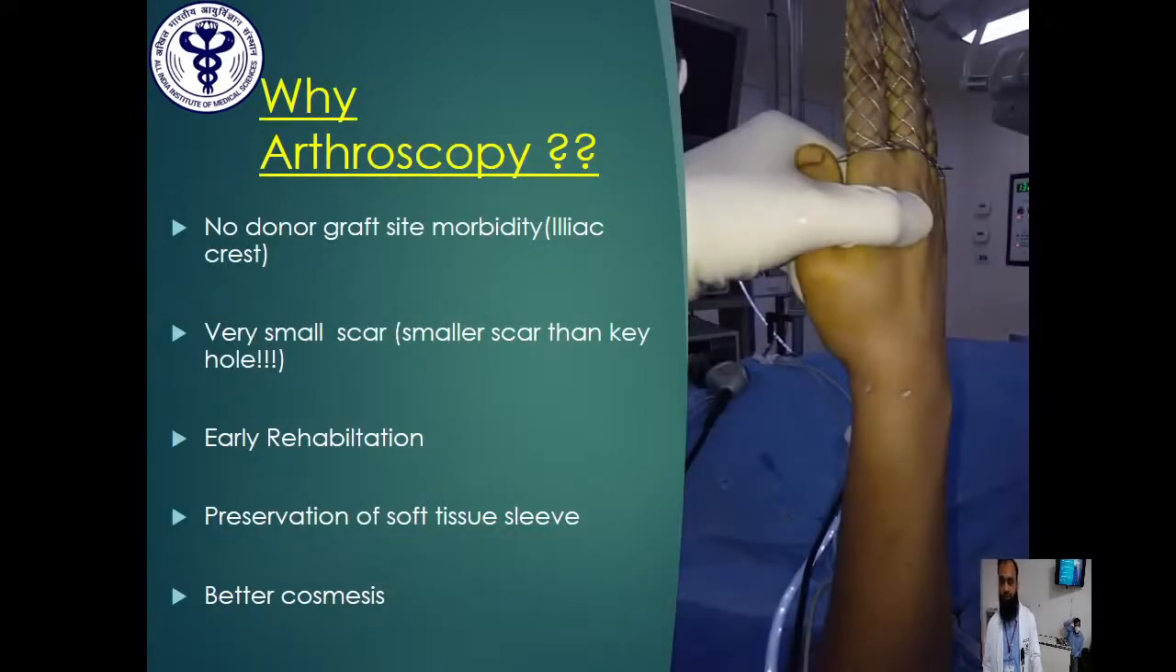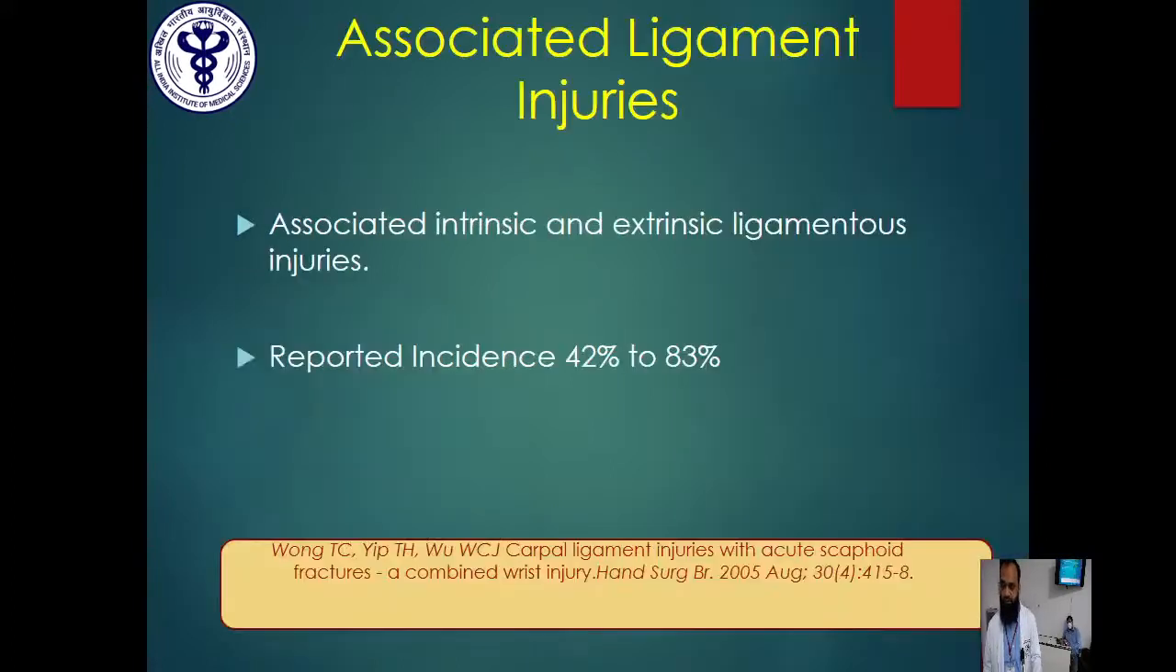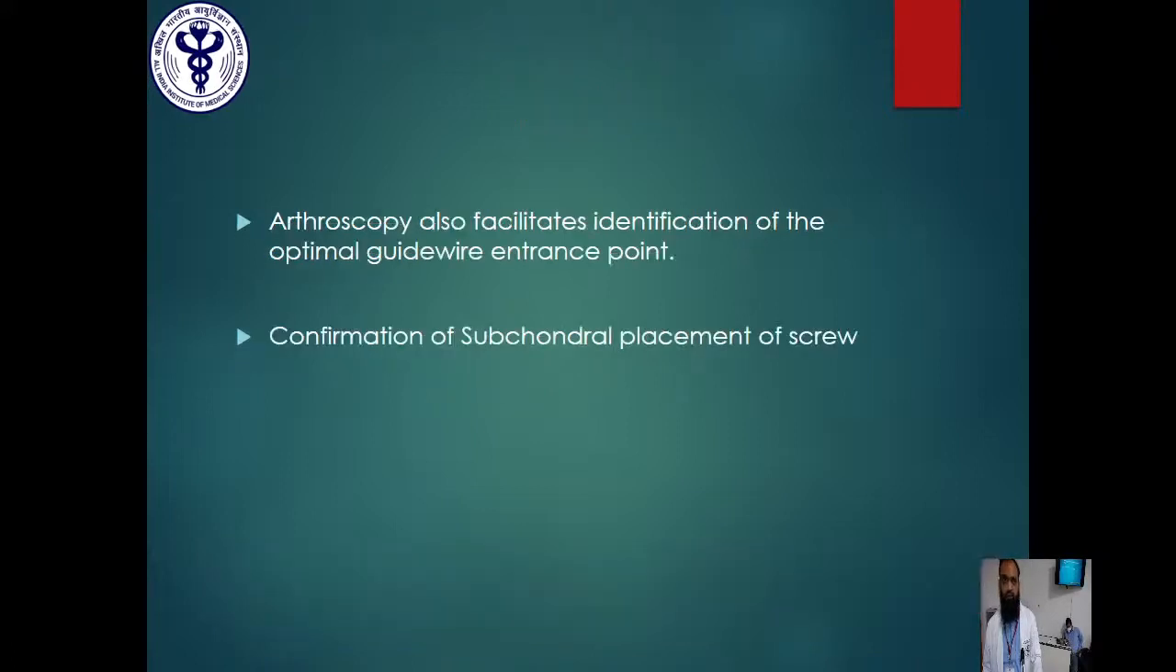So why arthroscopy? There's no donor site morbidity. We don't have to take the graft from the iliac crest. Very small scar, early rehabilitation. We can preserve the soft tissue sleeve, and we have a better cosmesis. And we can definitely see the associated ligament injuries, which may be intrinsic or extrinsic ligament, where the incidence of ligament injury is 42 to 83%. It also facilitates the entry point for the placement. We can check whether it's subchondral or not.